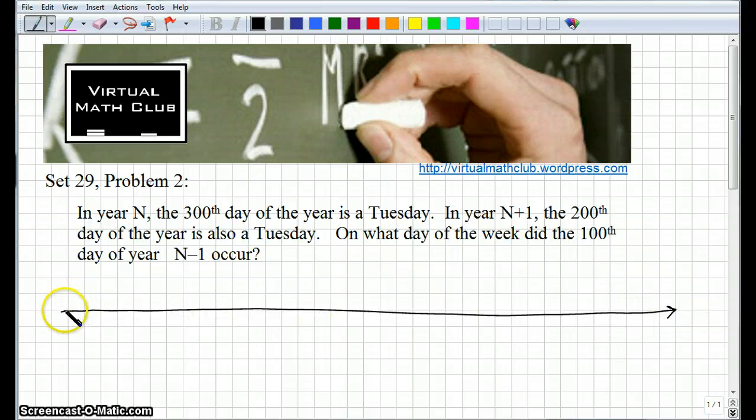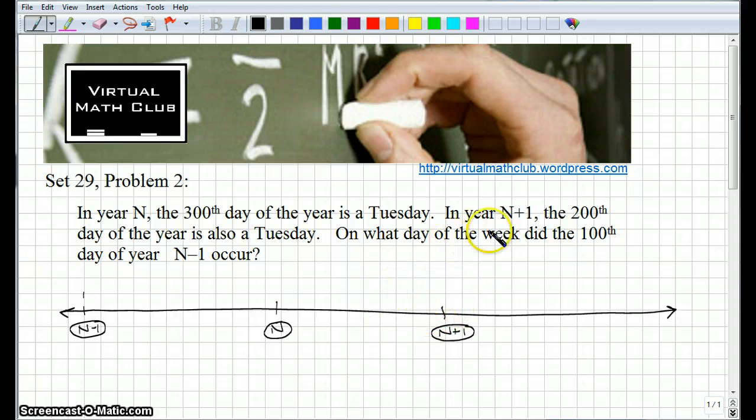All right. And I'm going to say day 1 of year n minus 1 occurs right here. Okay, so that's day 1 of the year n minus 1. And let's say this is the year n, so this is day 1 of year n. And let's say this is the first day of the year n plus 1. Okay, and let's just write down what we know and put it on this timeline.